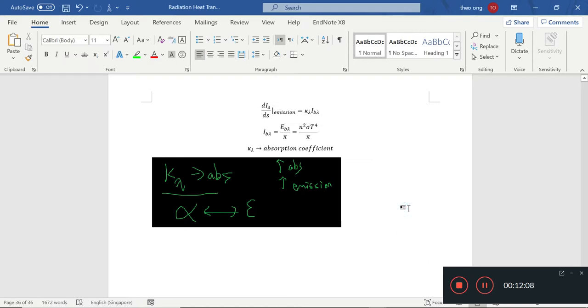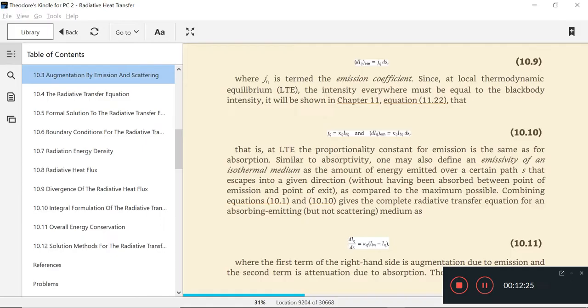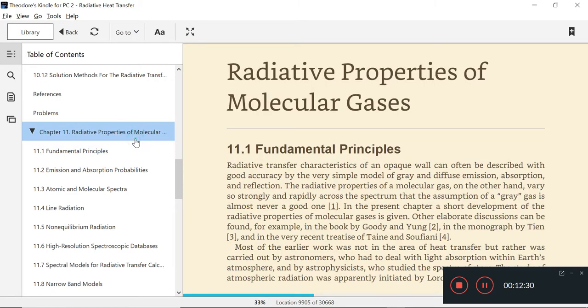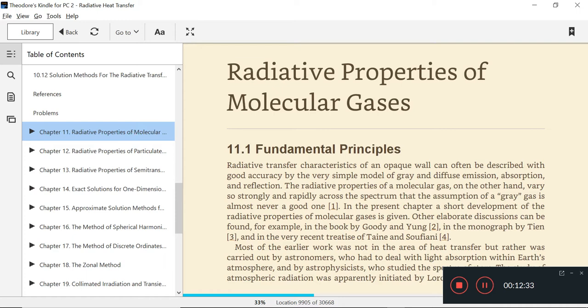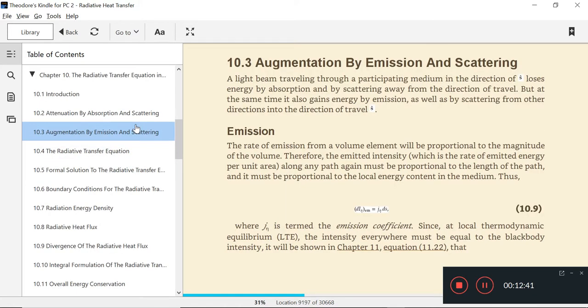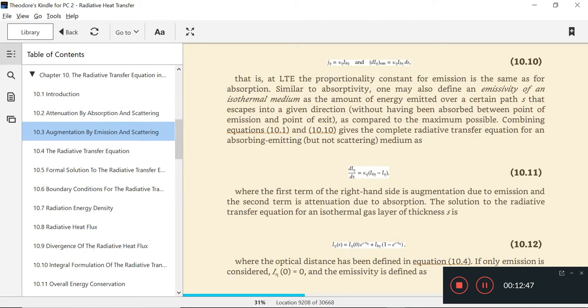Hopefully this short explanation convinces you that emission can be determined by kappa lambda times I_B lambda, and we don't have to go through all the molecular derivations. So I'm going to skip that part. That's in chapter 11, the radiative properties of molecular gases, which describes why this is so at the molecular level. So, emission is done.